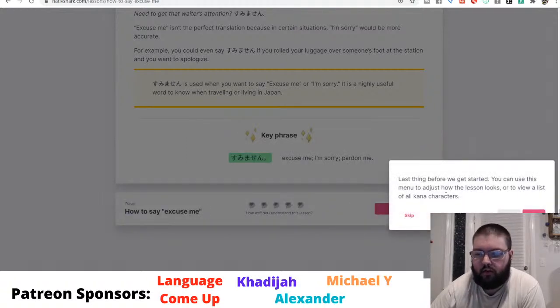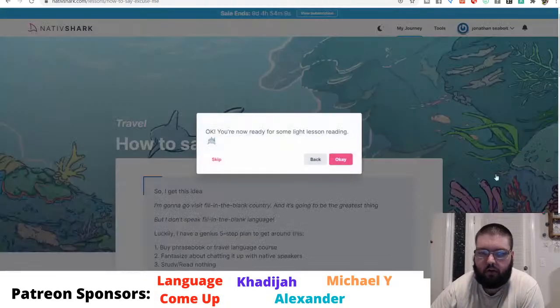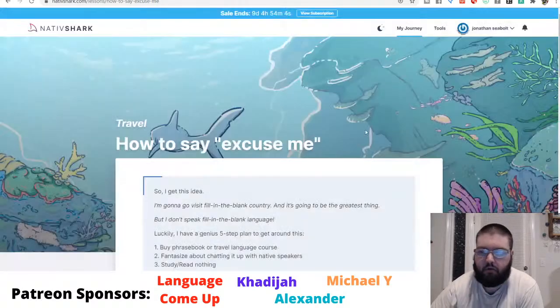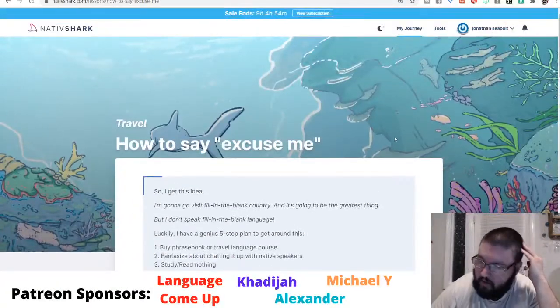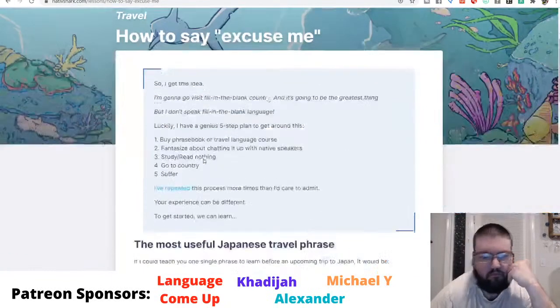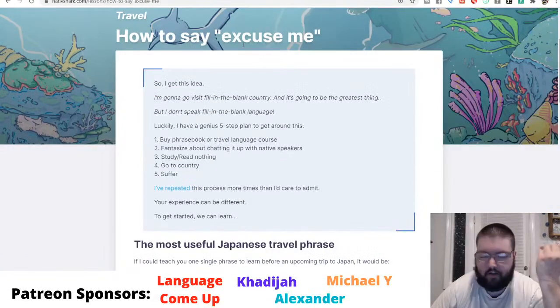Last thing before we get started, you can use this menu to adjust how the lessons look or to view a list of all kana characters. Okay. All right, now you're ready for some light lesson reading. I'm going to go through this and then skip ahead just because I want to test out some of the features they were talking about, and then we will go from there. So how to say excuse me. This is something that I already know, but we're going to go through it just to see, because this is teaching basic stuff to people. So let's see how this would be taught.